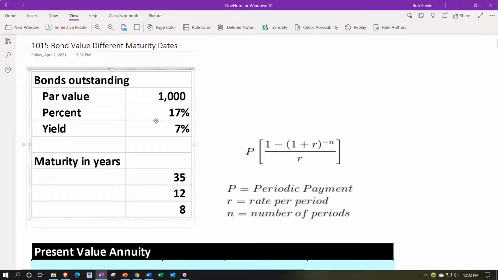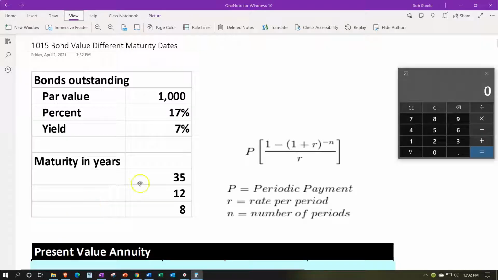Therefore, we expect to be selling this at a price greater than the 1,000, selling it at a premium. Then we want to calculate what the price will be. The change that we will focus in on will be the maturity dates, to consider the effect on the values from those different maturity dates.